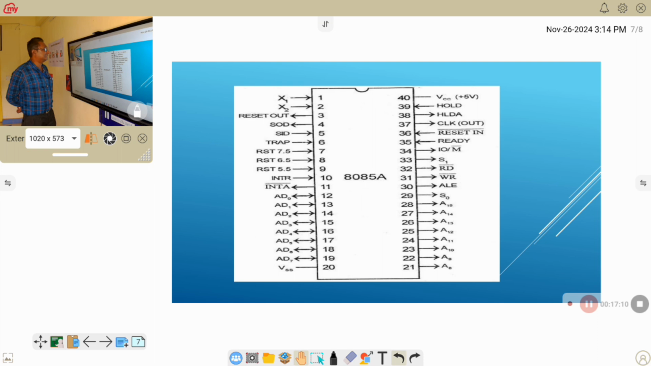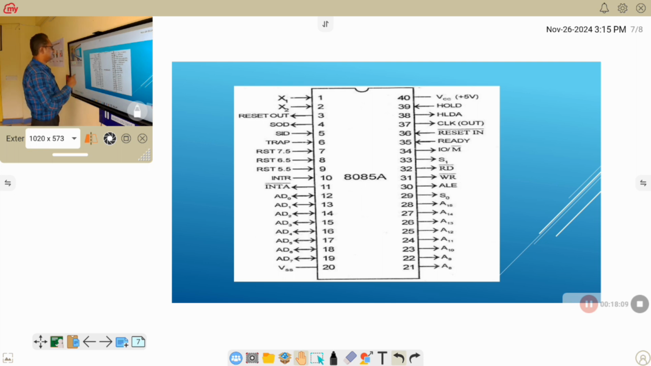For the first case, if pin number 30 is 0, pin number 12 to pin number 19, 8 pins, become D0 to D7. So total 8. That is why 8085 is an 8-bit microprocessor. Now when it is 1, it becomes A0 to A7, low order address bus, and A8 to A15 is the high order address bus. So pin number 30 is a very vital pin. This pin will decide what the nature of pin number 12 to pin number 19 will be.